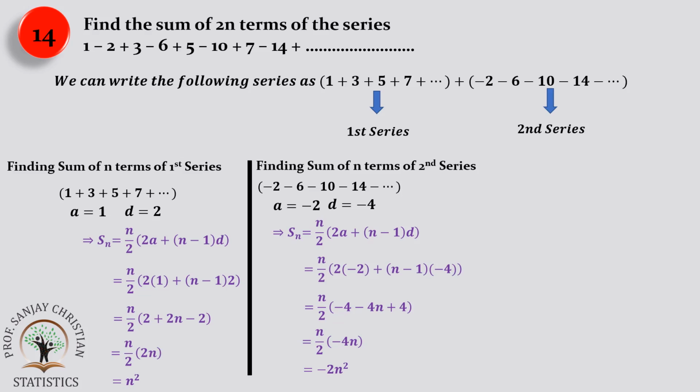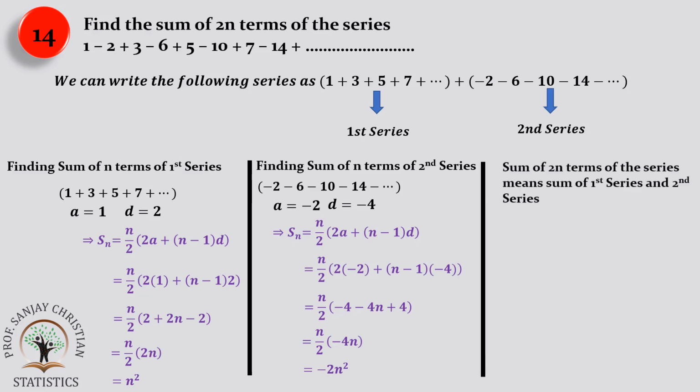Now, as I said, it was said in the example to find the sum of 2n terms. That's why we bifurcated the first series and the second series, and we found the sum of n terms of the first series and the sum of n terms of the second series, and we can write it as n plus n equal to 2n. So let us find in this way, that is, sum of 2n terms of the series means sum of first series and second series. So Sn is equal to n square minus 2n square.